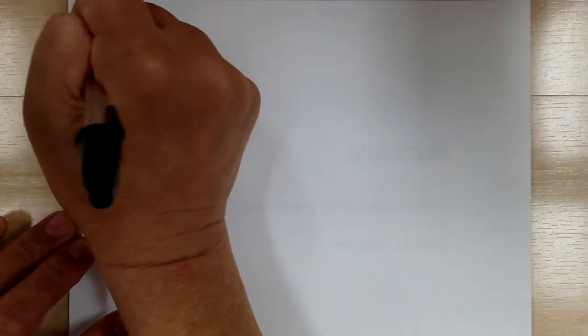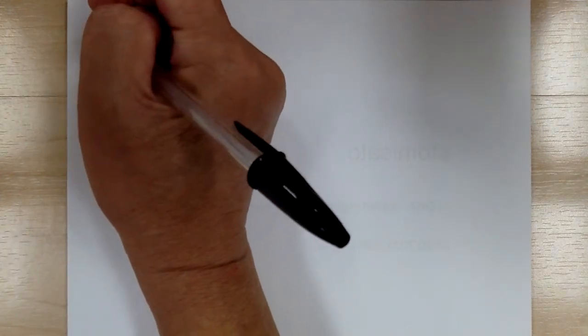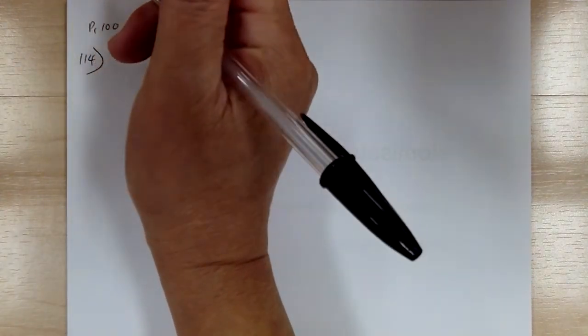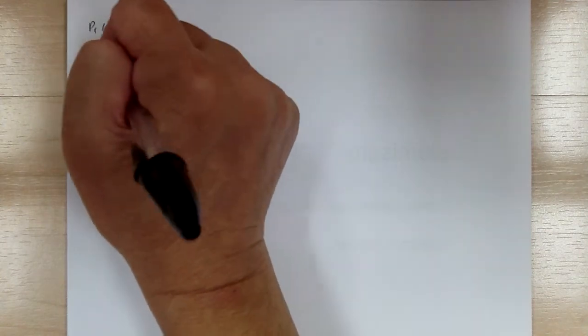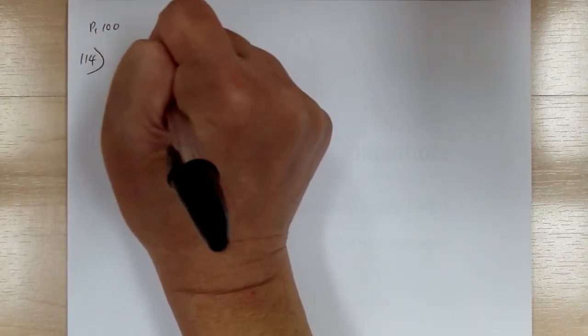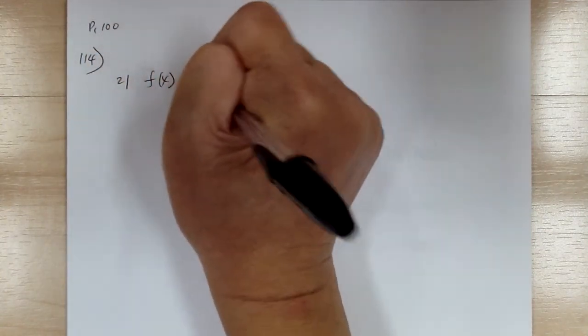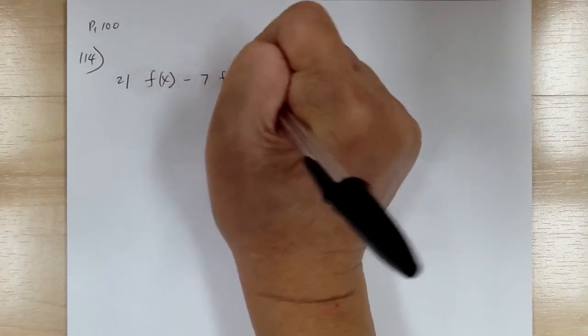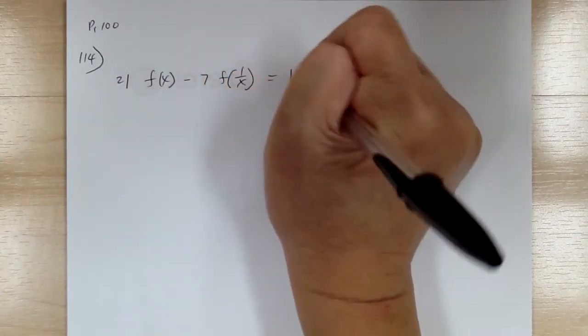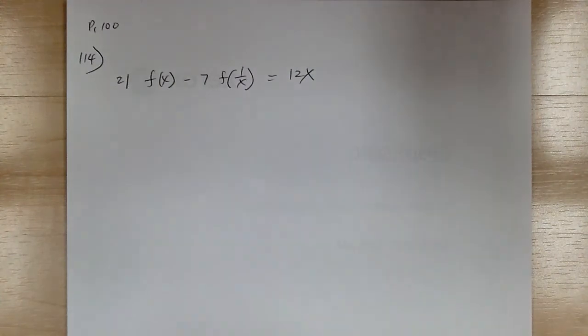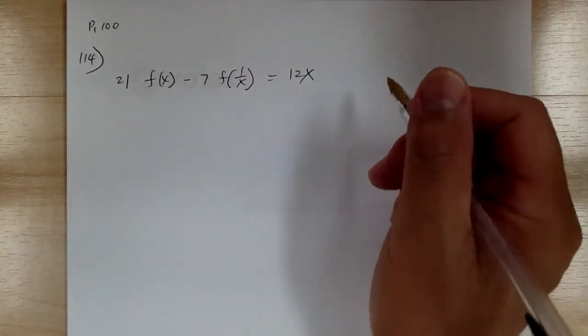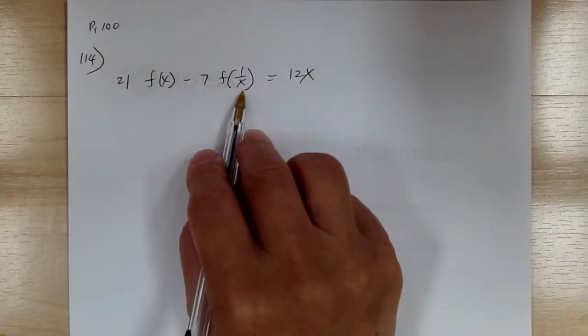Okay, let's go to the next one. Find all the solutions to the functional equation: 21 f of x minus 7 f of 1 over x equal to 12x. So this one is kind of a bit tricky. Notice you got x and you got 1 over x.